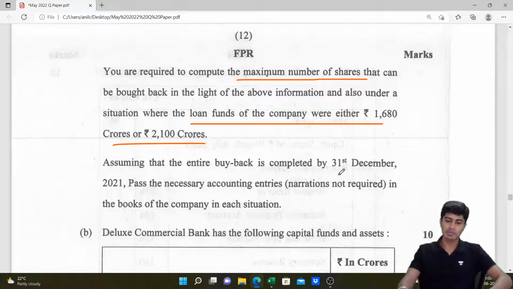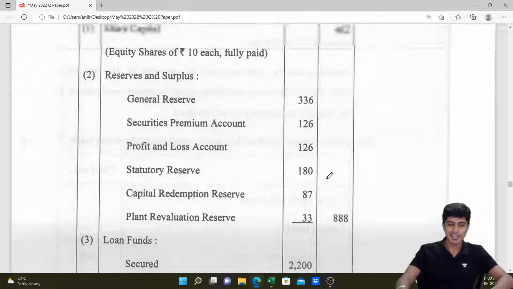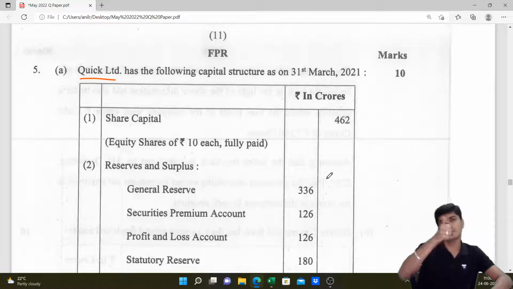Assuming that the buyback will be completed by 31st of December, pass necessary journal entries, narration is not required. Fantastic. Chalo, I will however give narration. Let us start. So there are three tests to be seen. Number one, debt equity ratio test. Number two is resource test. Number three is share outstanding test.